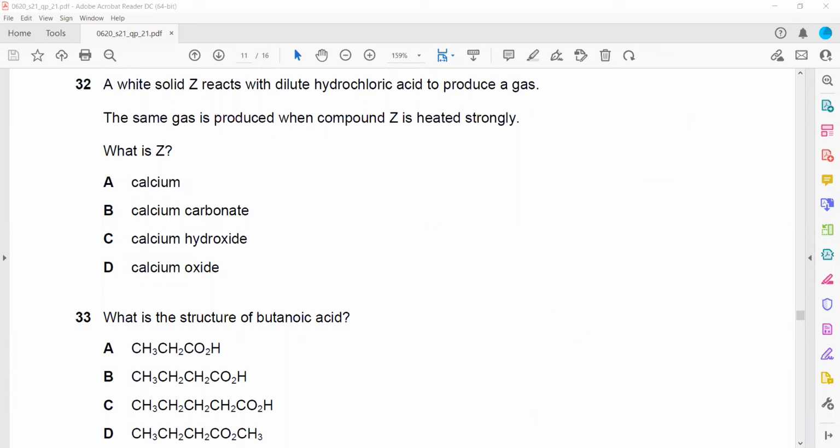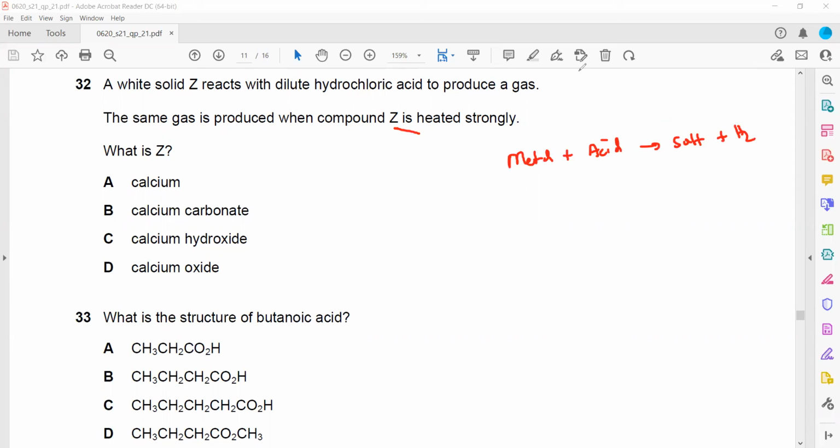Question 32. When a white solid Z reacts with hydrochloric acid, it produces a gas. The same gas is produced when compound Z is heated strongly. So when we react, for example, if the white solid is a metal, if a metal is mixed with acid, it gives salt plus hydrogen.